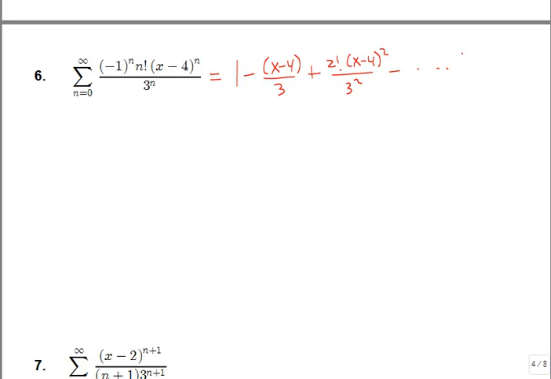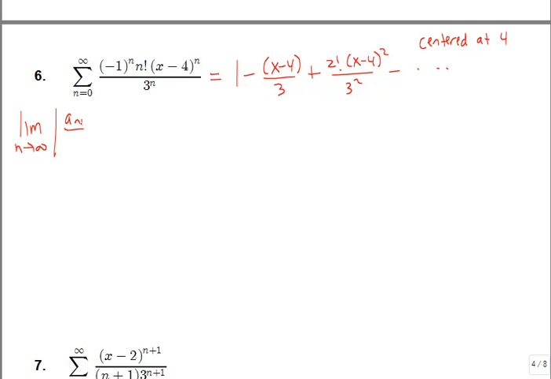So that's what some of the terms look like. Now notice that this time we have in parentheses an x minus 4 in each of our terms. So this would be a polynomial or a power series that we would say is centered at 4.